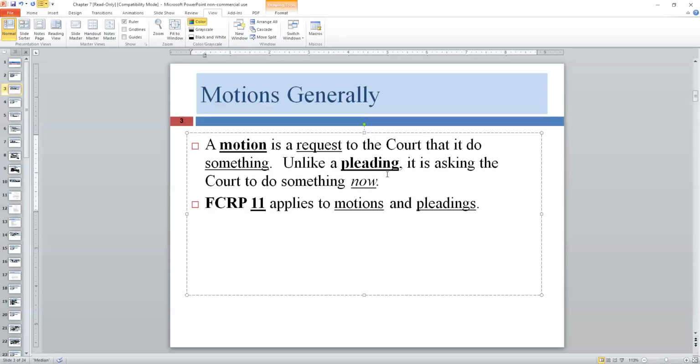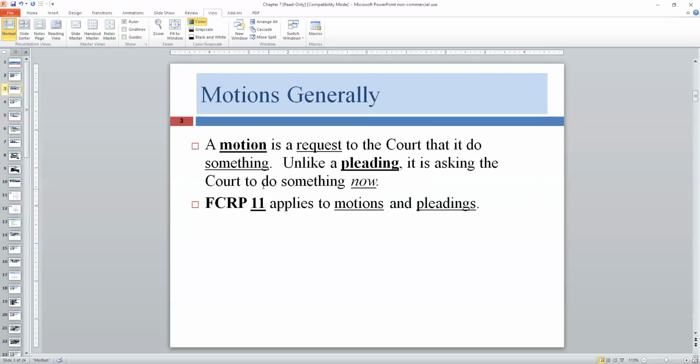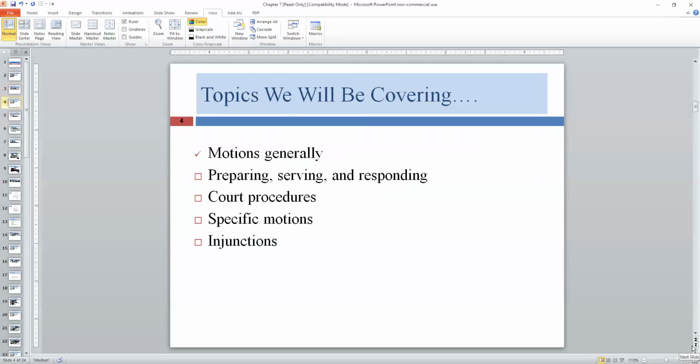We've talked about Rule 11 before in the context of pleadings. Remember, that's the rule that puts a special onus on the person signing the documents. Well, that onus, that responsibility also applies to motions. So Rule 11 sanctions can occur with motions as well as pleadings. And again, that's the one rule number, well, there's 2 that we need to know in this course. Rule 23, which is the class action rule, and Rule 11, which is the sanctions rule. So that's motions generally. Now let's talk about preparing, serving, and responding to discovery.